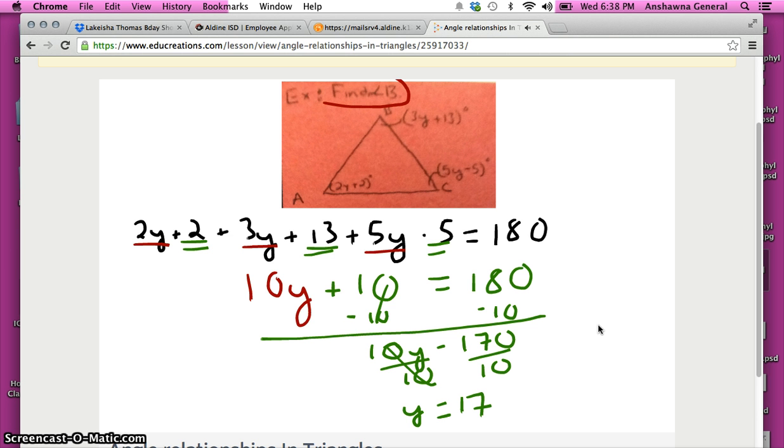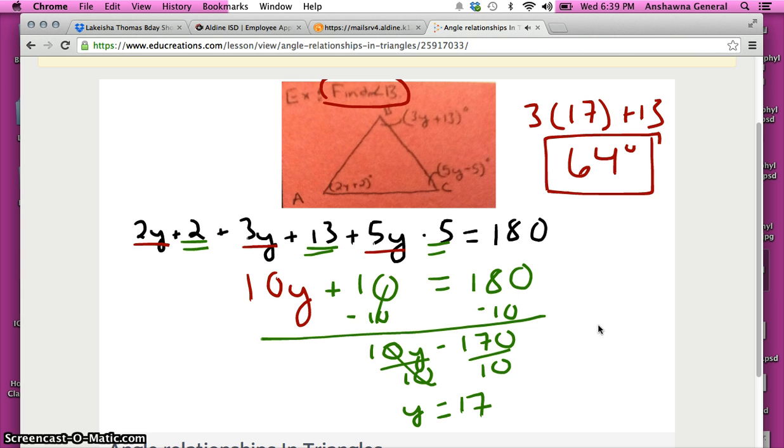It asks you to find the measure of angle B. So you're going to plug in 17 for that y. So you're going to have 3 times 17 plus 13. And that would give you 64 degrees.